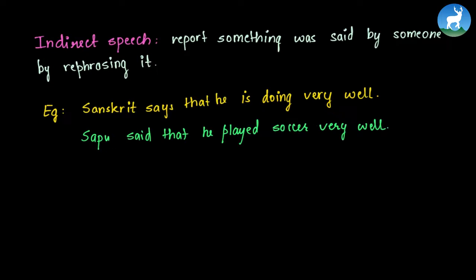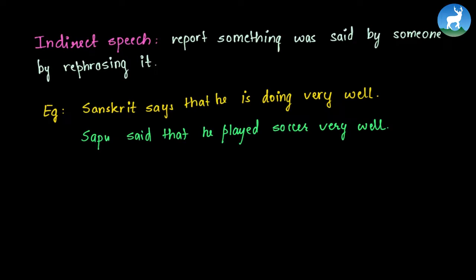We can see that the exact words are removed and the sentence is rephrased in these two examples. Sanskrit says that he is doing very well. Sapu said that he played soccer very well. We are not repeating the exact same words that the speaker has said. Now, how to change direct speech to indirect speech?